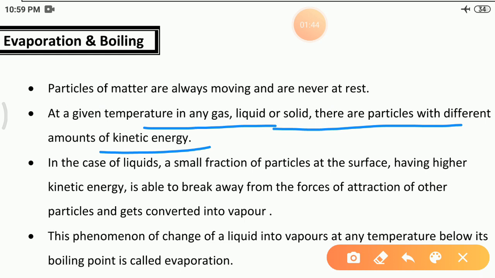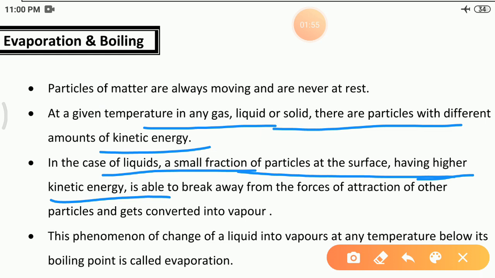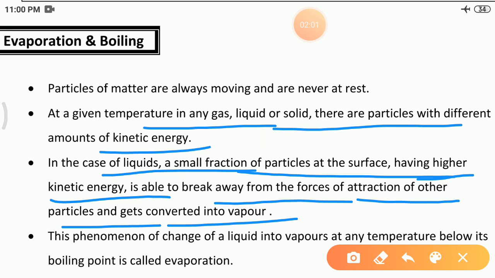In the case of liquids, a small fraction of particles at the surface have higher kinetic energy. Those particles at the surface are able to break away from the force of attraction of other particles and get converted into vapor. This phenomenon of change of a liquid into vapor at any temperature below its boiling point is called evaporation. So it is different from boiling.